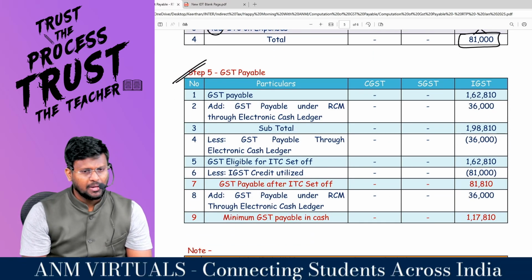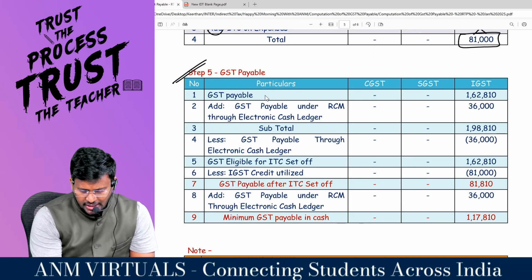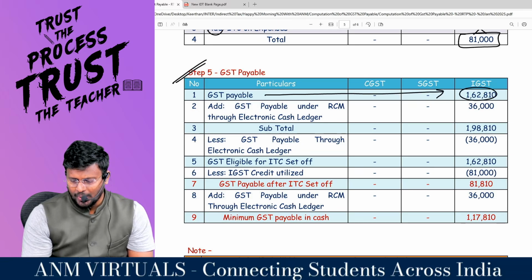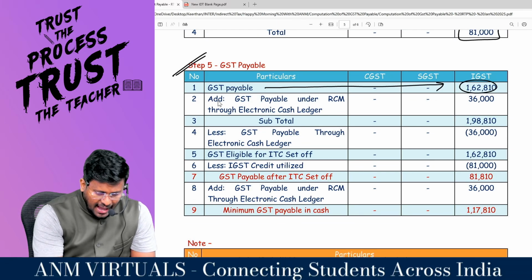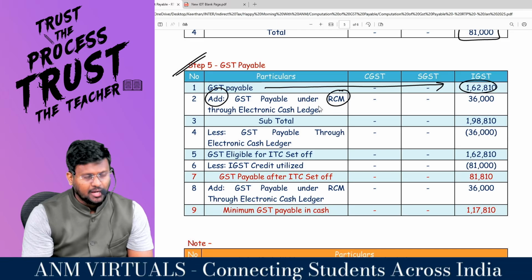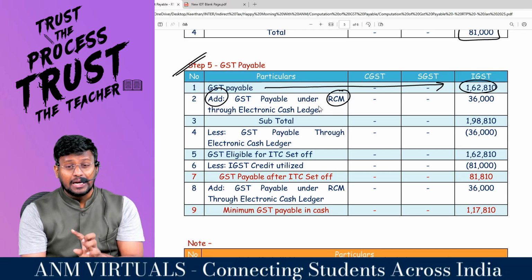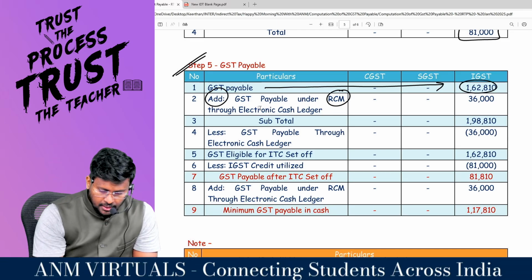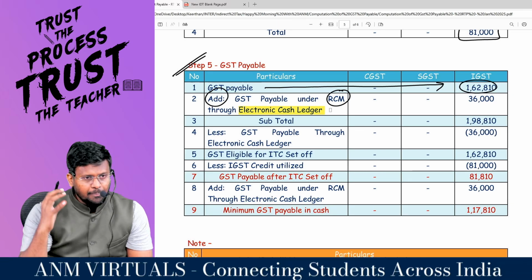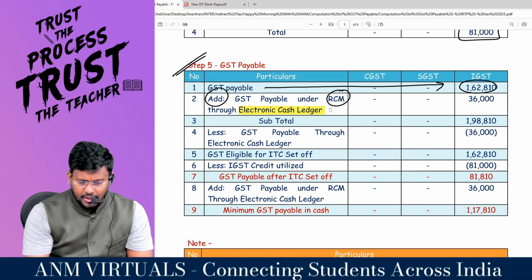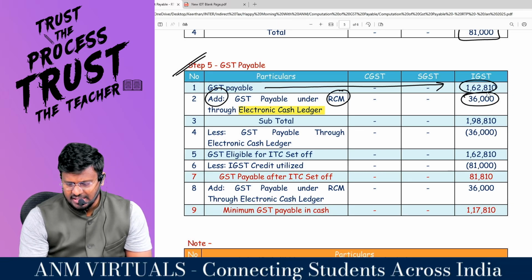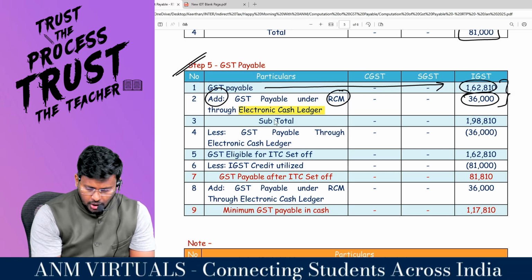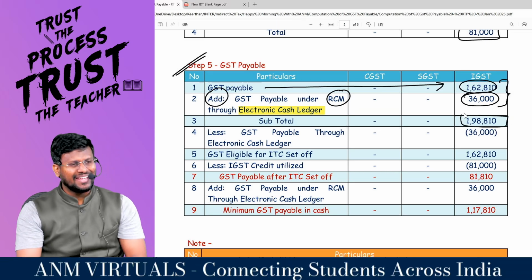Coming to the last step, man, what payable? GST payable on outward supply, you have collected 1,62,810. Add GST payable under what? RCM. Through electronic what ledger? This is the highlight. Sir, RCM payment can be made only through electronic cash ledger. That means 36,000 is what it is coming. So the subtotal is 1,98,810.